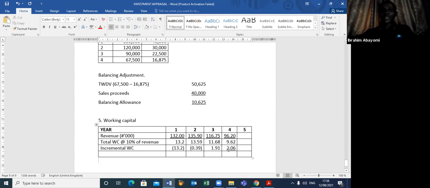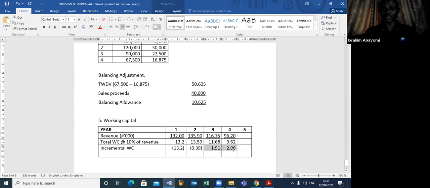Now, the rule is this. Whatever working capital you have injected in this business, it is expected that you recover it at the end of the project. So look at it. The addition of the negative cash flow must be equal to the addition of the positive. Whatever you have as the negative, you need to recover it.